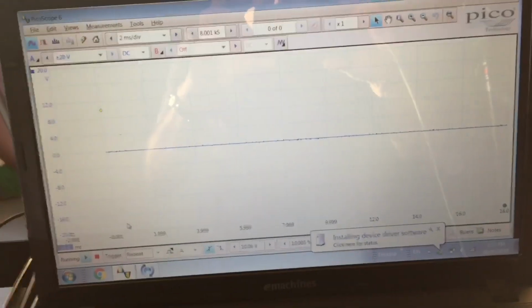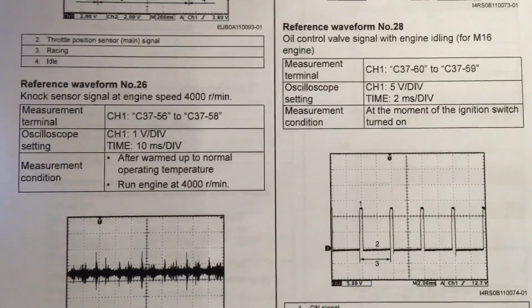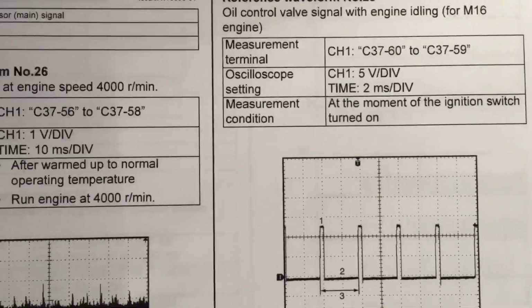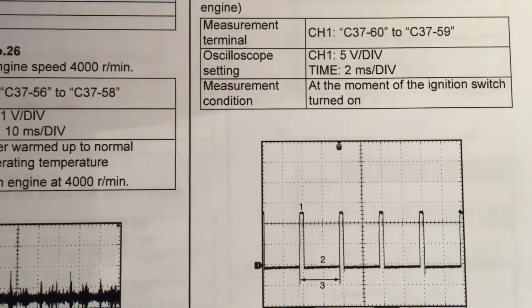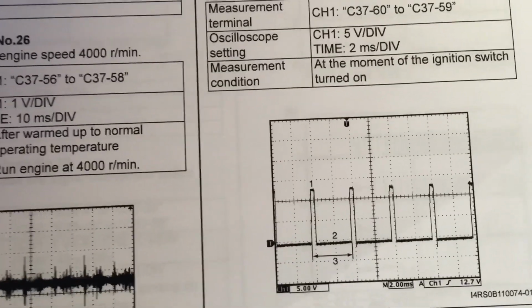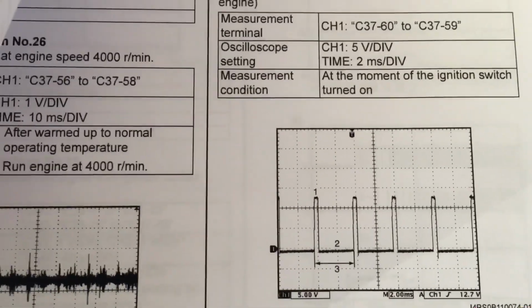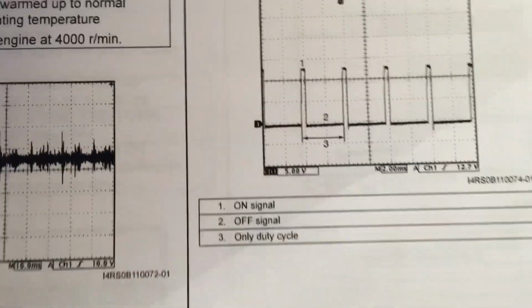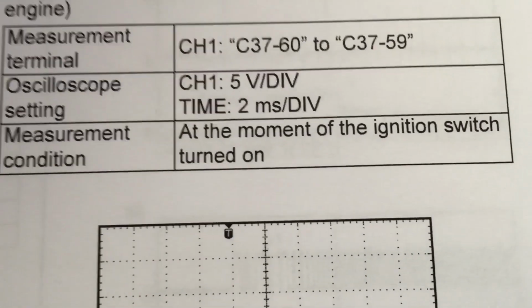So I've got my picoscope set up here. I can't do the drive cycle, of course, because I'm not in the mood to run a wire. I've already shown you this reference waveform from the manual, so I followed its recommendations as closely as possible with respect to the scaling. I don't have 5 volts per division. I'm on a full screen here on the picoscope, on the 20 volt scale, 2 milliseconds per division timeline wise. The instructions give the measurement condition at the moment of the ignition switch turned on.